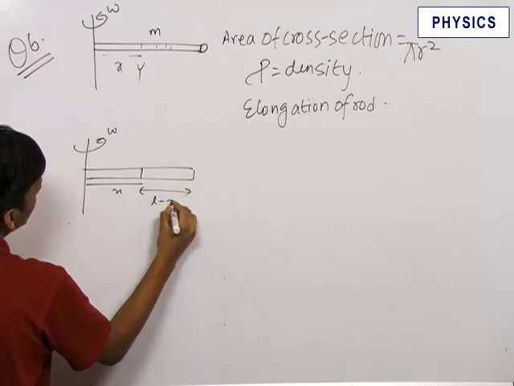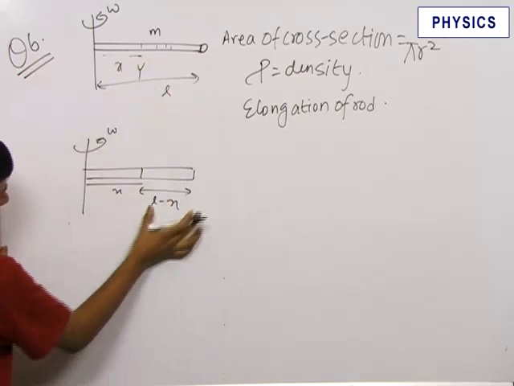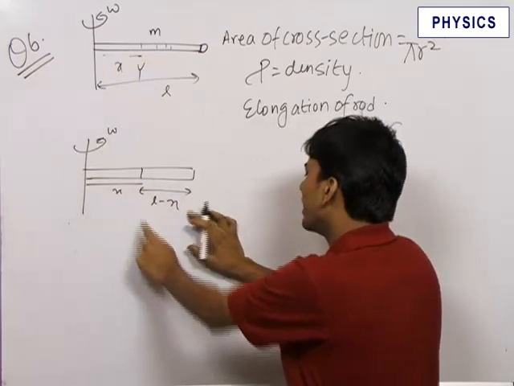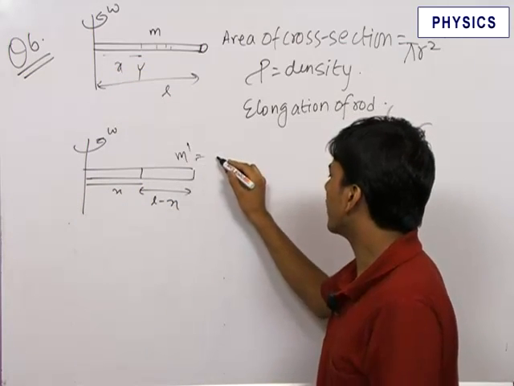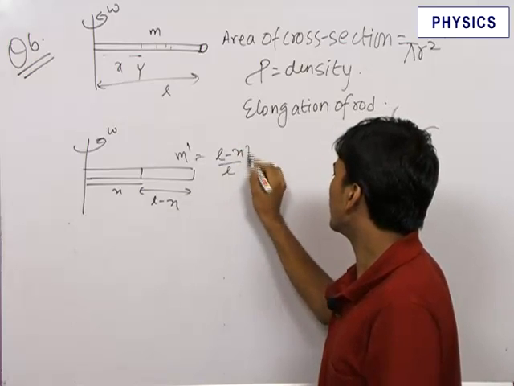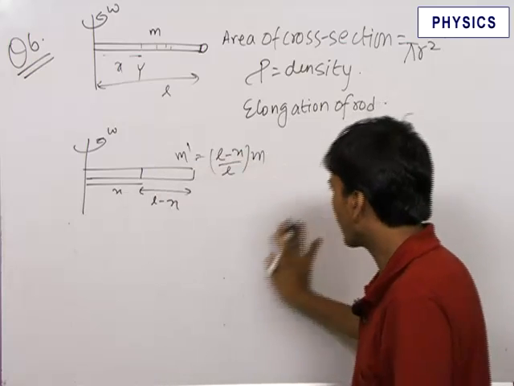The remaining length of the rod is equal to L minus x. The total length of the rod can be taken to be L. For the remaining rod, the length is equal to L minus x. The mass of the remaining rod can be taken to be (L minus x) upon L into m, since the mass is uniformly distributed throughout the length of the rod.